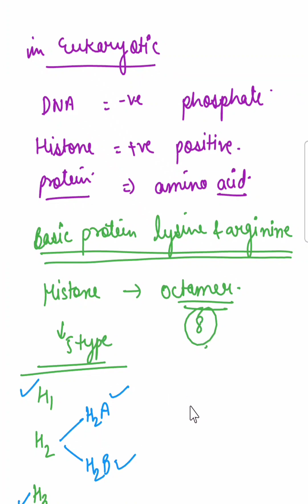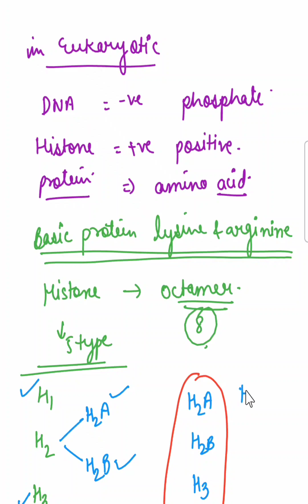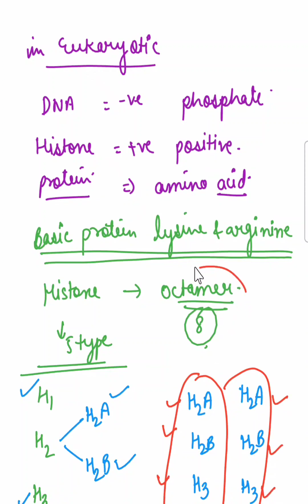Now how is the octamer formed? It includes H2A, H2B, H3 and H4. This is 1 unit. 4 की बन गई 1 unit. Again with the same, it is again H2A, H2B, H3 and H4, and it also forms a unit again, 4 and 4, total 8. Thus it is called the octamer, histone octamer.